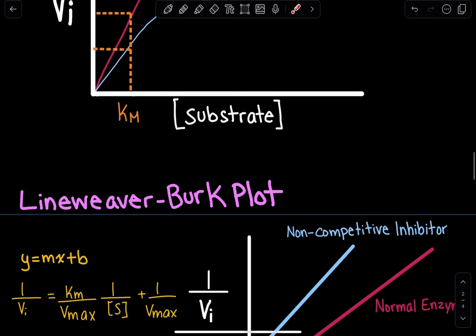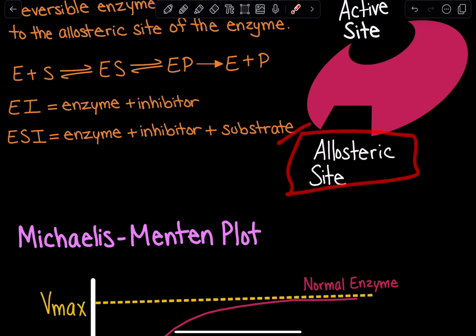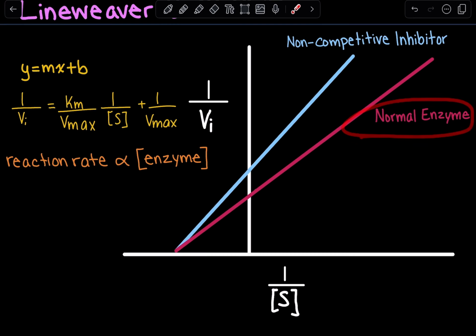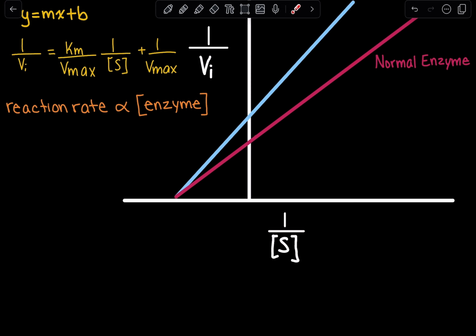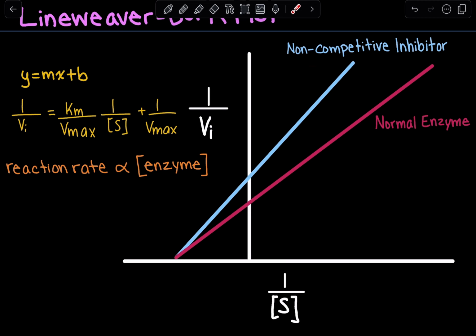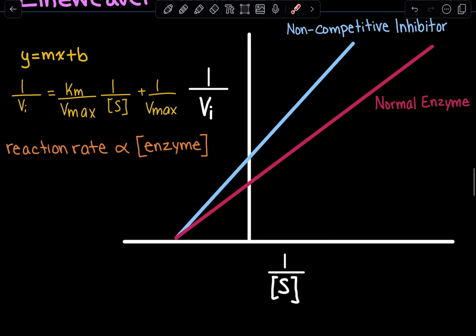Well, when a non-competitive inhibitor binds to the allosteric site of the enzyme, it just renders that enzyme inactive. But in a solution, you have many different enzymes. You will have some that are inactive and you will have some that are active. The ones that are active will have the same Km value as a normal enzymatic reaction. Because remember, Km refers to affinity. A high Km value means low affinity, and a low Km value means high affinity. If there is no inhibitor bound to an enzyme, its Km value, its affinity for substrate, is not going to change. So that's really important to understand.